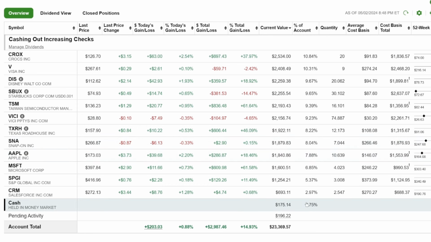As we can see, I still have about over a percent of cash as we still have some pending activity in terms of cash that is going to be jumped into my cash position. And like I said, just trying to move into those higher quality holdings.